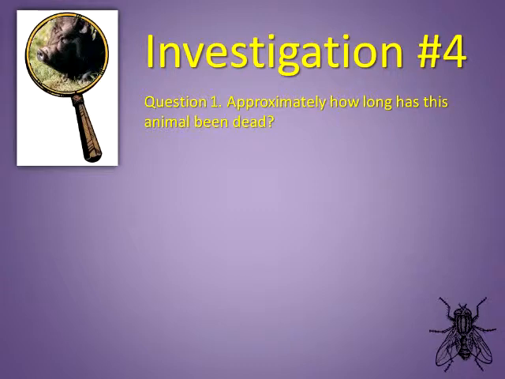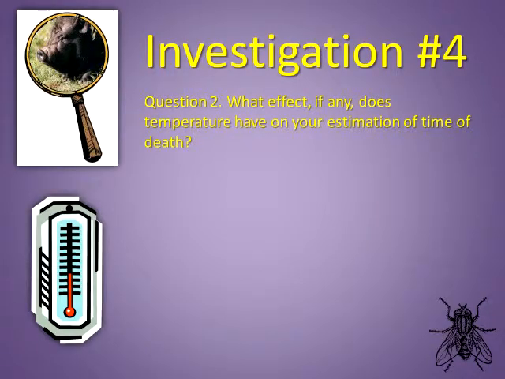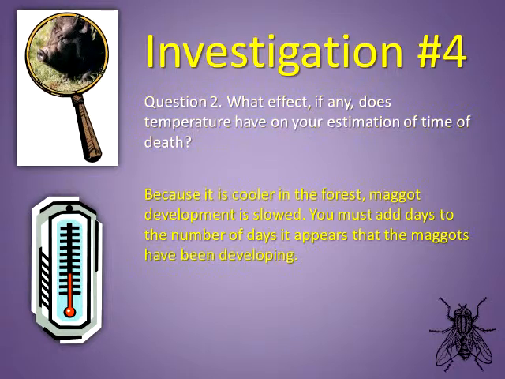Question 1. Approximately how long has this animal been dead? 10 days. Question 2. What effect, if any, does the temperature have on your estimation of time of death? Because it is cooler in the forest, maggot development is slowed. You must add days to the number of days it appears that the maggots have been developing.